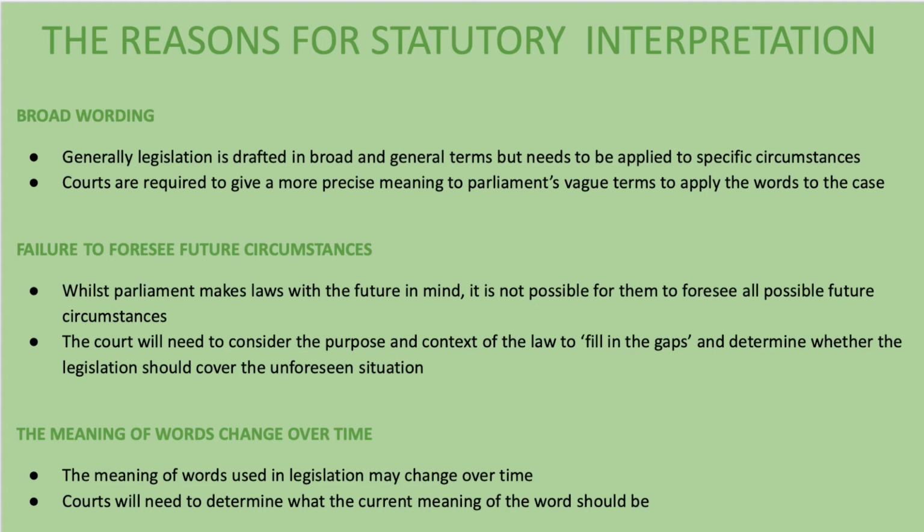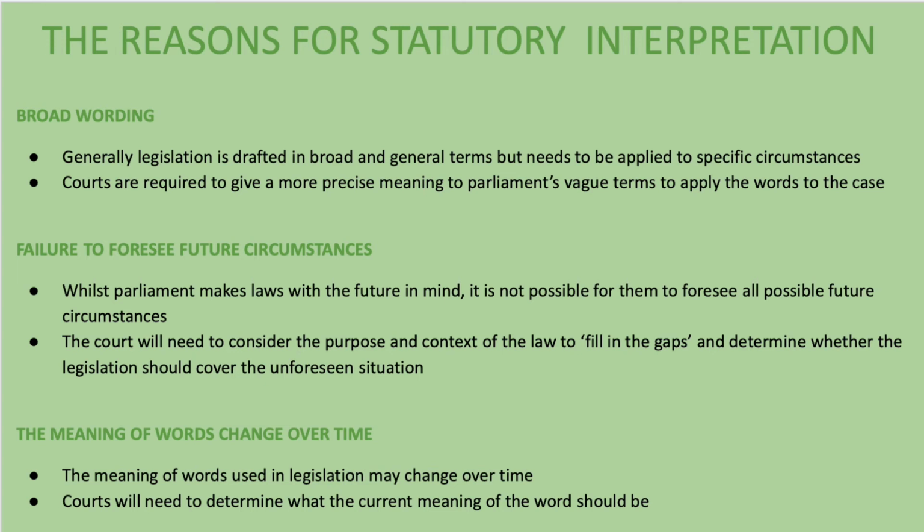The second reason is the failure to foresee future circumstances. Whilst Parliament makes laws with the future in mind, it is not possible for them to foresee all possible future circumstances. The court will need to consider the purpose and context of the law to fill in the gaps and determine whether the legislation should cover the unforeseen situation.